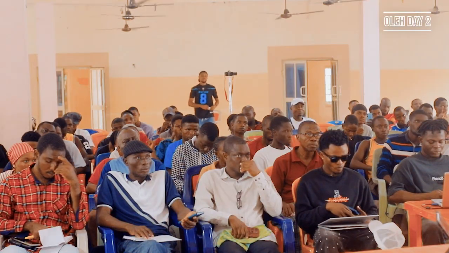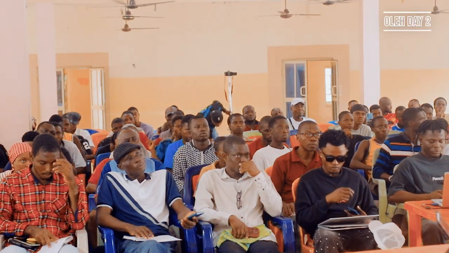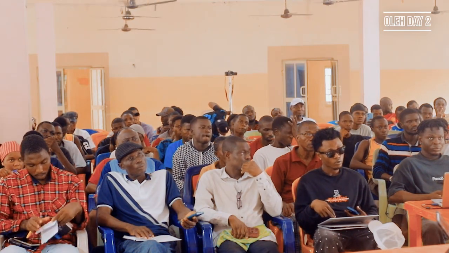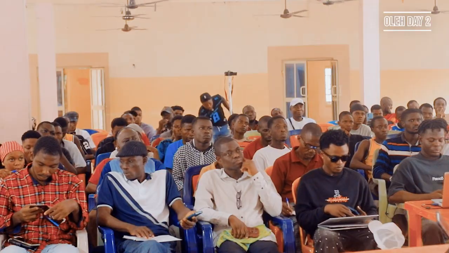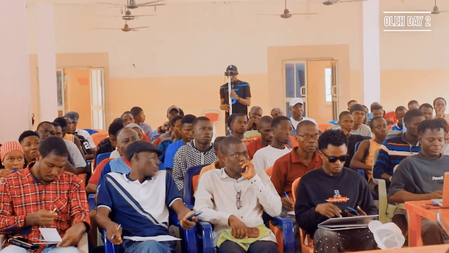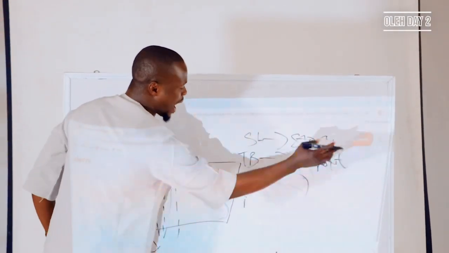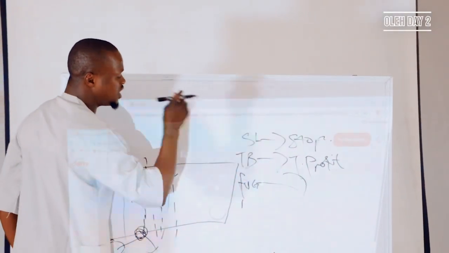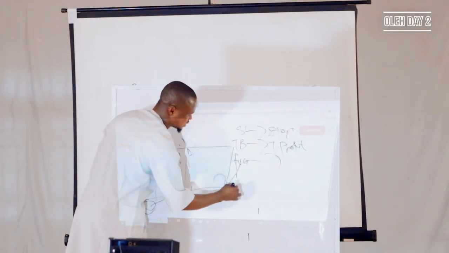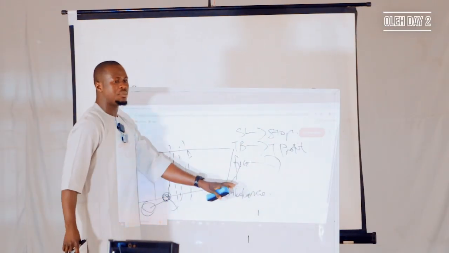And I say SL means stop loss. Then TP means take profit. Then if you see anything like FVG, fair value gap, it is also known as imbalance.